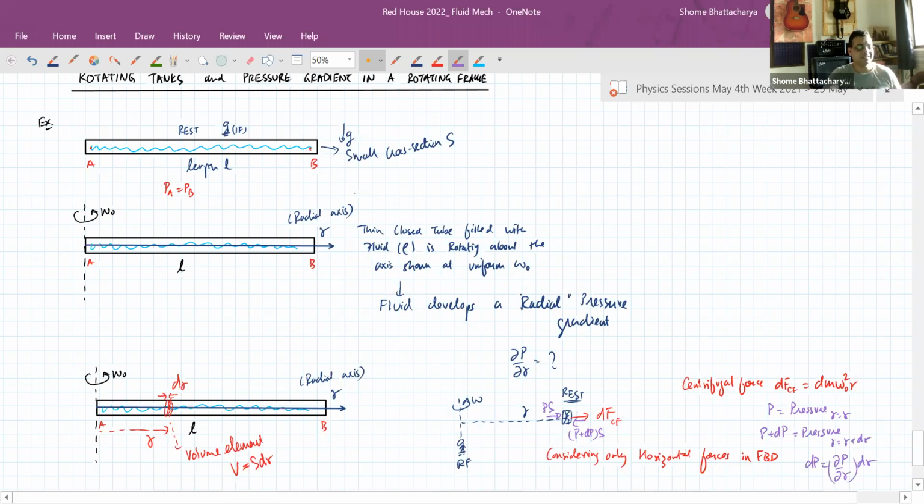this time there is a pressure which increases with the radial coordinate, because the centrifugal force is acting radially outwards. So ultimately what we'll see is that the pressure at the point B at the far end of the tube will be more than the pressure at the point A, which is at the axis of rotation. And that pressure difference will depend on omega square, and it also depends on L. But we'll see by what factor it depends on L.